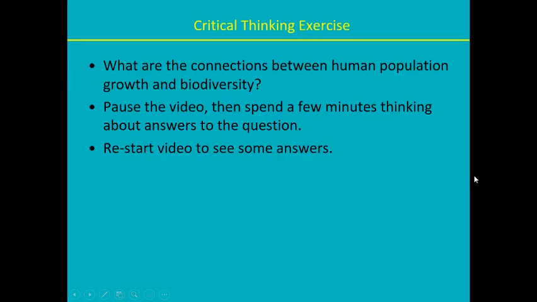Okay, moving on. All right, so I want to have you pause for a moment and do a little bit of critical thinking on your own. I want you to answer the question, what do you think are the connections between human population growth and biodiversity? Okay, we've talked a little bit about this, but it's time for you to start being able to articulate it yourself. Pause the video, spend a couple minutes thinking about it, and then I'll share with you what I think should be some really strong answers to this question.